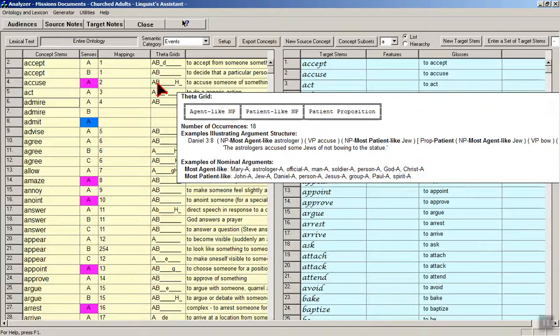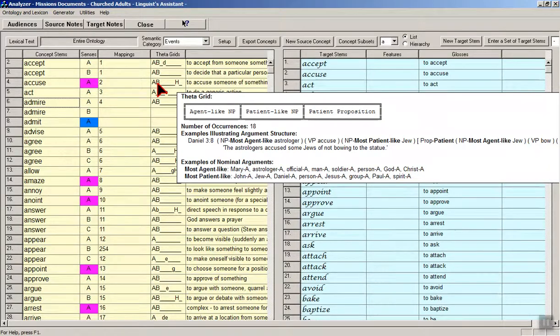So under theta grid in this white box, you see agent-like NP, that means noun phrase. Second, patient-like NP, or noun phrase. And the third argument is a patient proposition. Now, in these boxes here, these arguments are mandatory for this sense of accuse. If they were not mandatory, you'd see them showing up in parentheses.